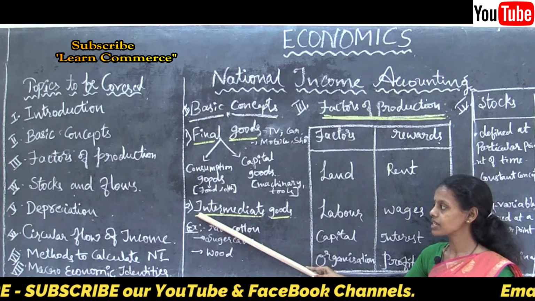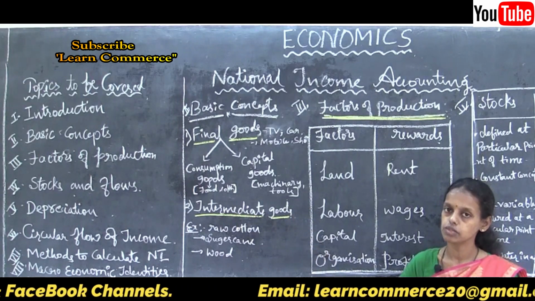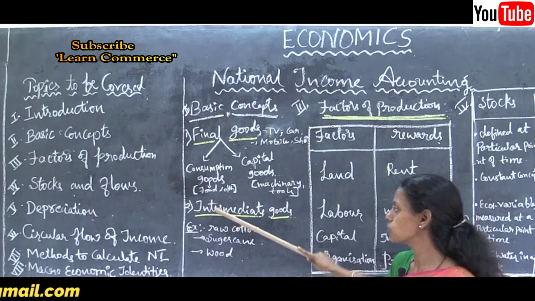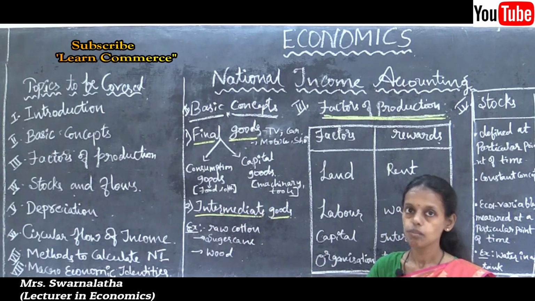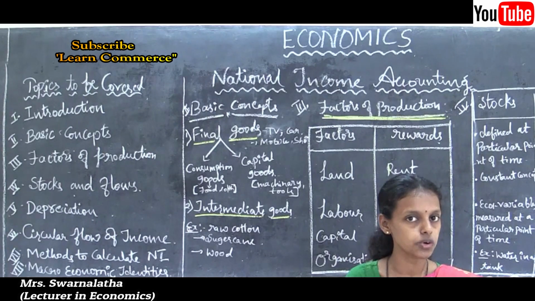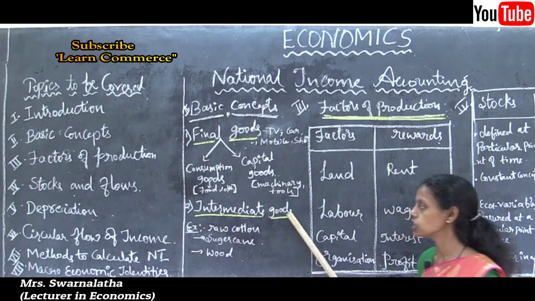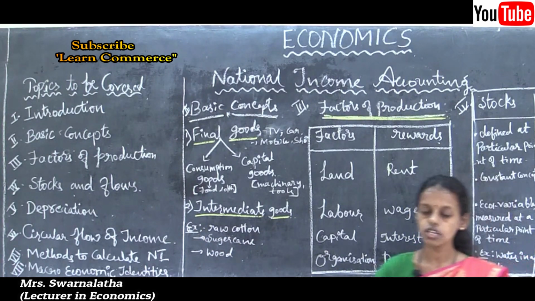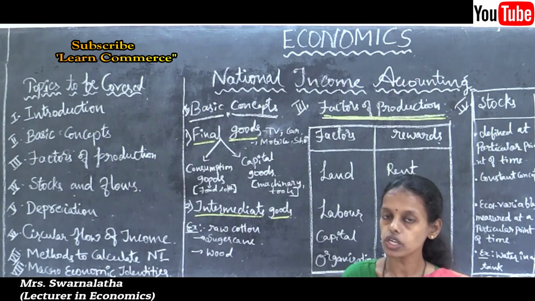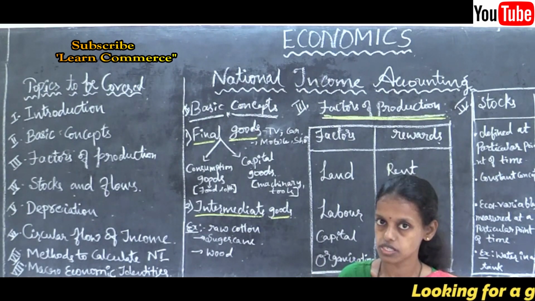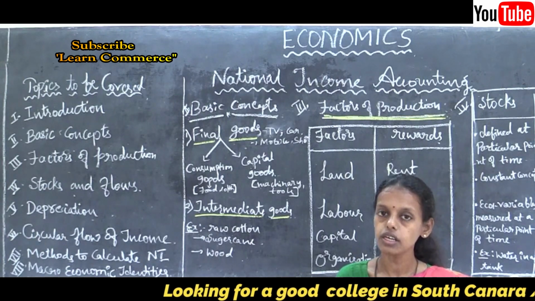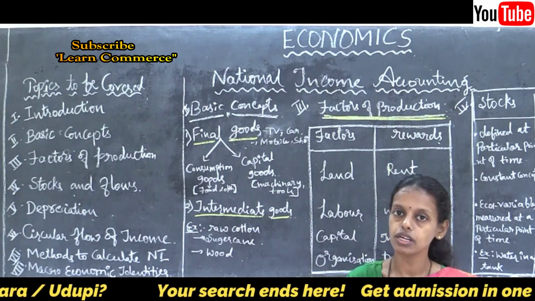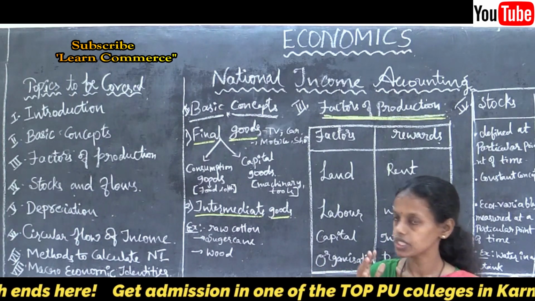So the second basic concept of macroeconomics is intermediate goods. Intermediate goods means, as I said in the beginning, those goods or materials which are used in the process of production. For example, raw cotton, sugar cane, wood. Raw cotton is used for producing cloth. After it goes through different steps of the production process, it will become one final good, that is the cloth.